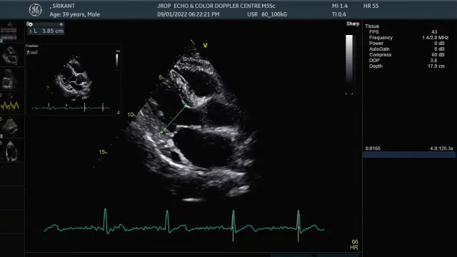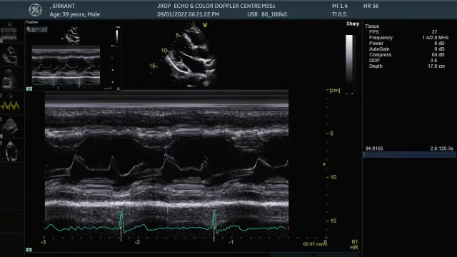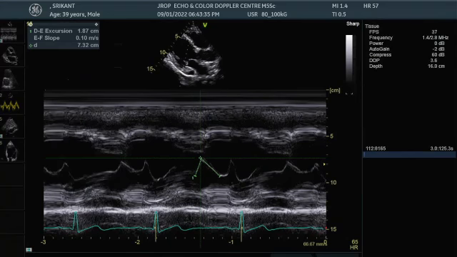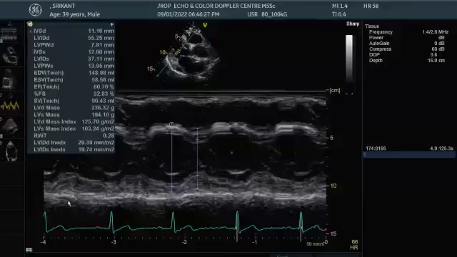So we don't use Teichholz method ever. Here is the ejection fraction in this patient: EF by Teichholz method 61%. But we don't use this ejection fraction ever, and never ever mention this ejection fraction. Okay, sir, right? Yes, sir.